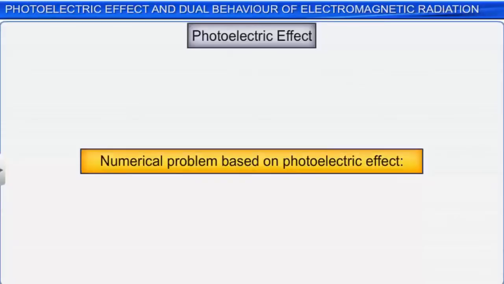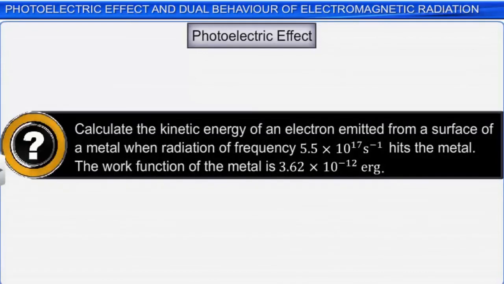Now let us solve a numerical problem based on photoelectric effect. Calculate the kinetic energy of an electron emitted from the surface of a metal when radiation of frequency 5.5 multiplied by 10 raised to the power of 17 per second hits the metal. The work function of the metal is 3.62 multiplied by 10 raised to the power of minus 12 ergs.